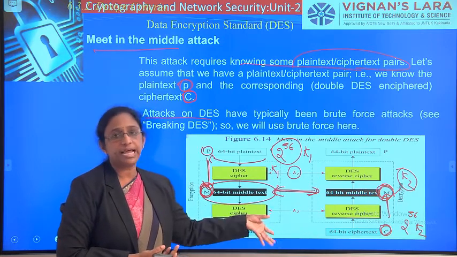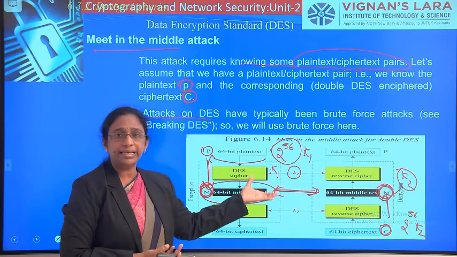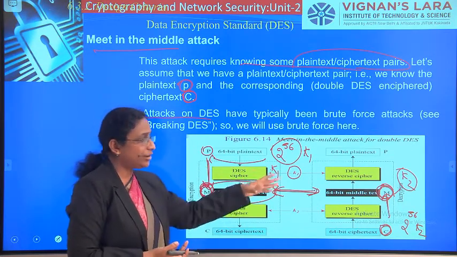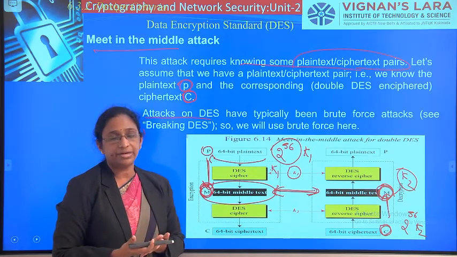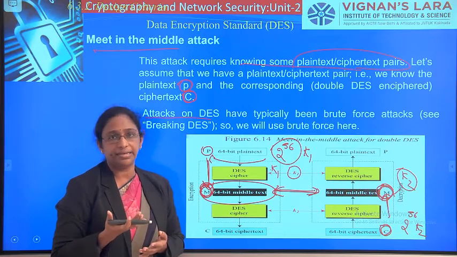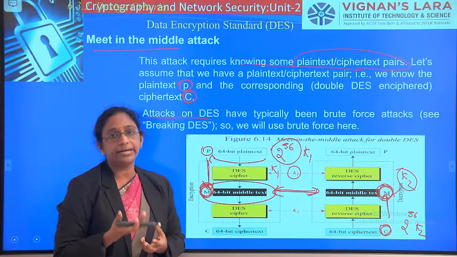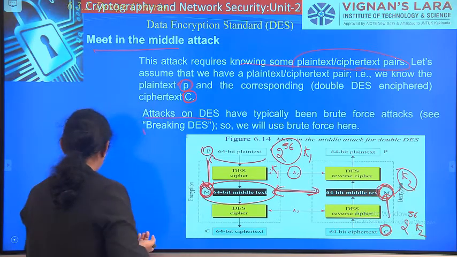After he derives the keys K1 and K2, he can easily decrypt the ciphertext and get the plain text. That means the attacker has succeeded in achieving the plain text. So that is the meet in the middle attack.